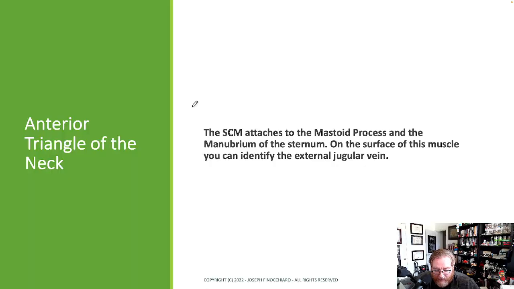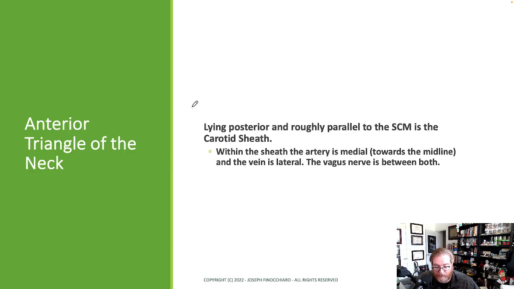The sternocleidomastoid muscle attaches to the mastoid process and the manubrium of the sternum. On the surface of the muscle, you can identify the external jugular vein. Lying posterior and roughly parallel to the SCM is the carotid sheath. Within the sheath, the artery is medial towards the midline and the vein is lateral. The vagus nerve is between both.